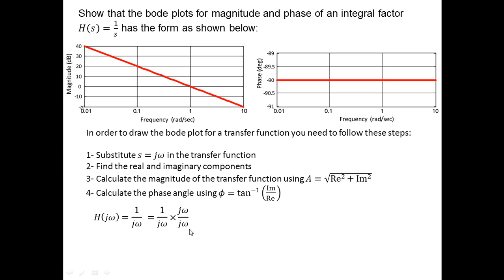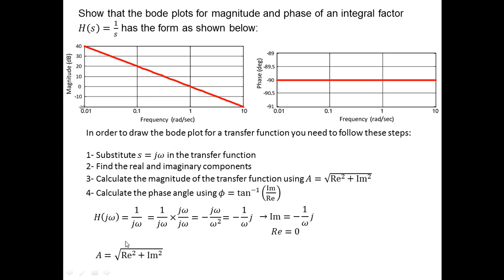So after doing this multiplication, I will get H(j omega) equal to minus j omega over omega squared. After cancelling out omega, I will have H(j omega) equal to minus 1 over omega j. So this is the transfer function H(j omega). Based on this relation, I know that the imaginary part of this transfer function is minus 1 over omega, and the real part is 0.